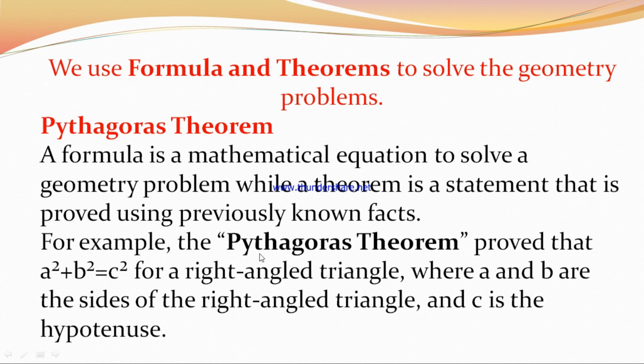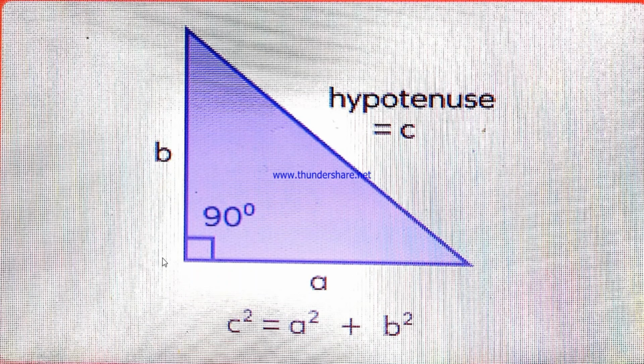For example, the Pythagoras theorem proved that a square plus b square is equal to c square for a right angle triangle, where a and b are the sides of the right angle triangle and c is the hypotenuse. Here is the shape of a right angle triangle. This is called perpendicular, b. This is called base, a. This is called hypotenuse, c.